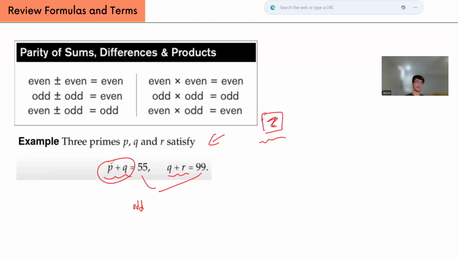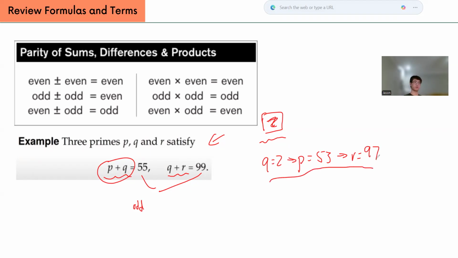If P is 2, then Q is 53. And then if we plug in Q is 53, then R is 46. And 46 is not prime, so P can't be 2. So then Q has to be 2 then, right? So if we plug in Q equals 2, then we get that P is 53. And then from Q equals 2, we get that R equals 97, right?